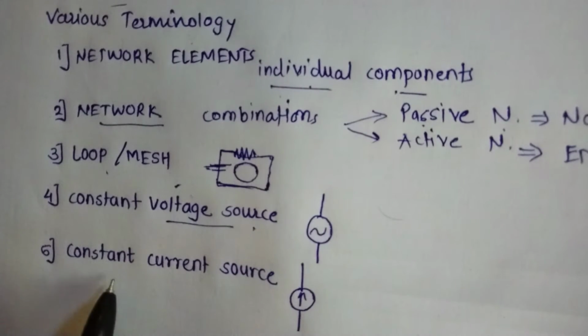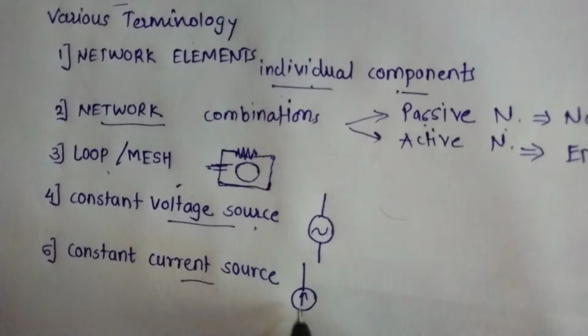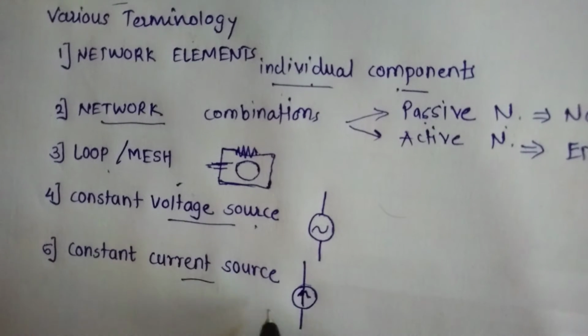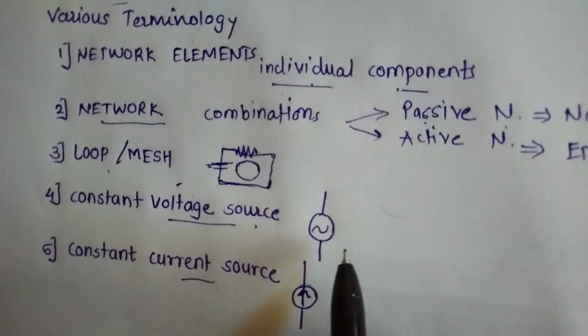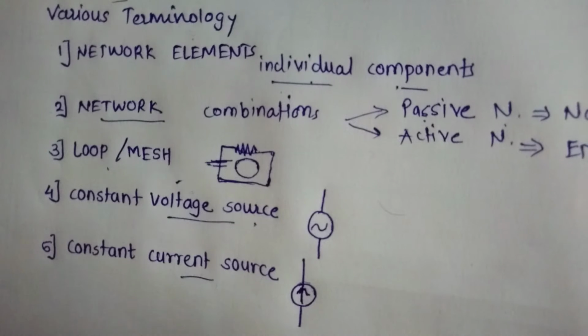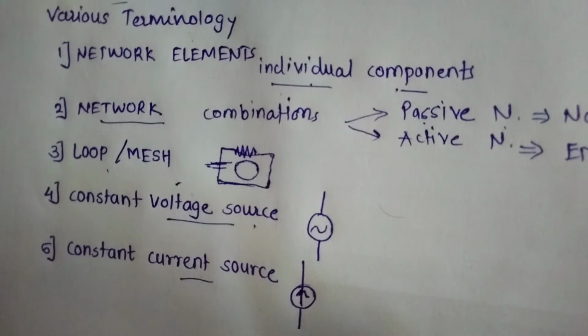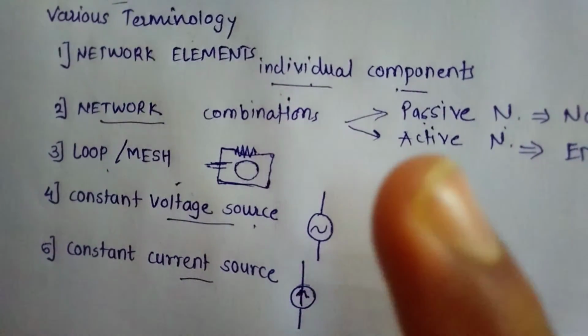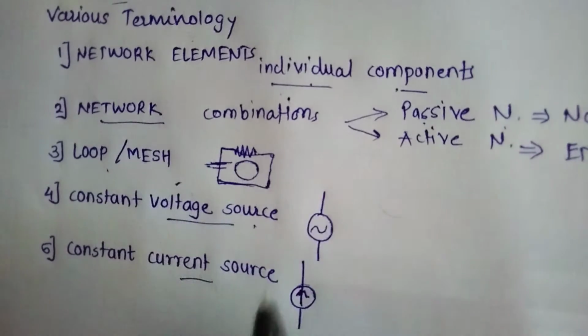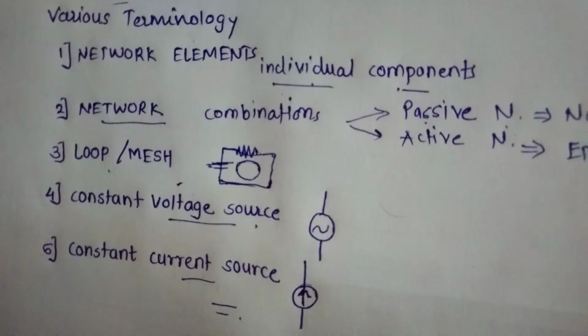Okay, next one is a constant current source. It is denoted like an arrow in a circle and it is put in the circuit. So an ideal current source is one which can deliver a constant amount of current independent of the resistance. Okay, so we can move to the next point of our topic.